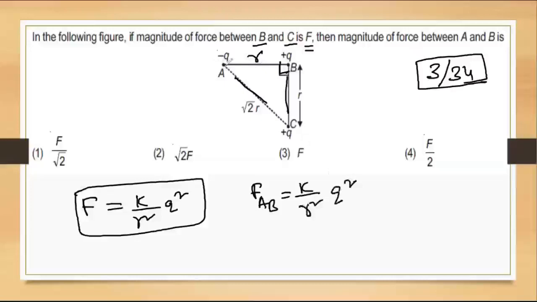And charge is also same, the magnitude is same only. So though it is minus Q, you have to put only the Q. So it is nothing but F only, okay? So C, third, is the answer. If you are asked to calculate the force between A and C, then of course this part will be under root 2R square. Then sir, option 4 would have been correct.